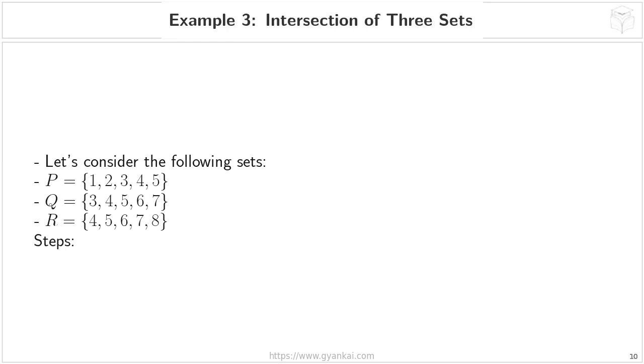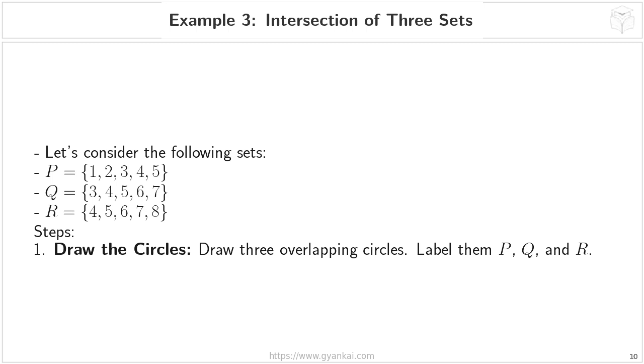Step 1 is to draw the circles. Imagine 3 circles overlapping each other. This is crucial because the overlapping area will represent the intersection. We'll label these circles P, Q, and R, corresponding to our sets.